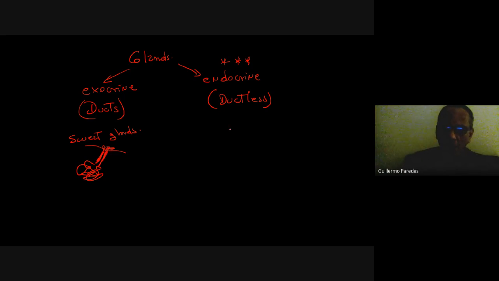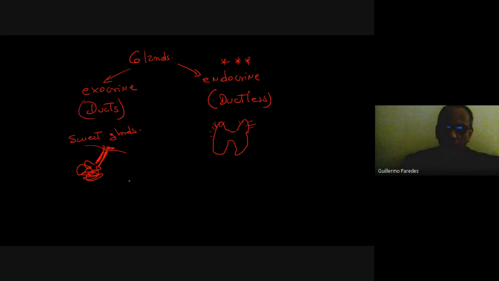The endocrine is different. We have, for example, the thyroid gland, and the thyroid gland is going to be supplied by a lot of vessels. The thyroid gland is going to produce hormones, and they are going to go directly to the blood flow, to the blood circulation. So there are no ducts in between. We have the thyroid gland, the pineal gland, the pituitary gland, the adrenal gland. So there are different types of glands that we are going to talk about today.